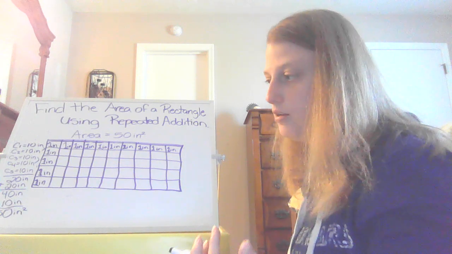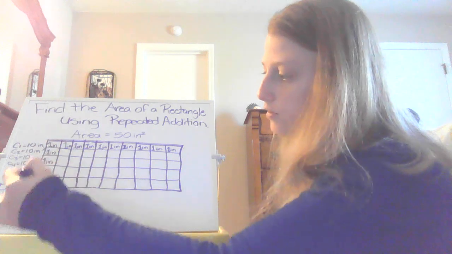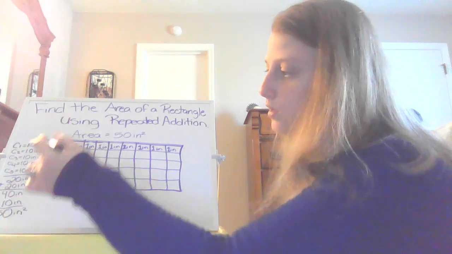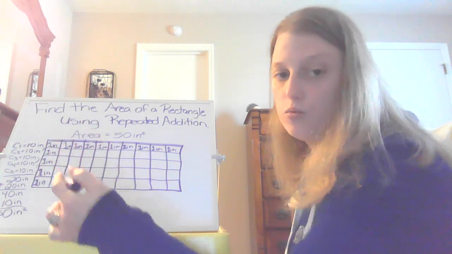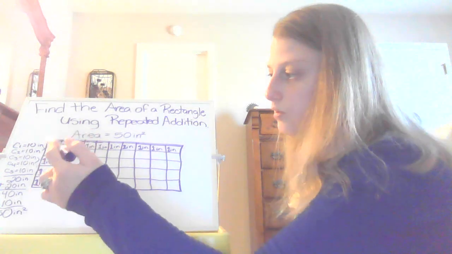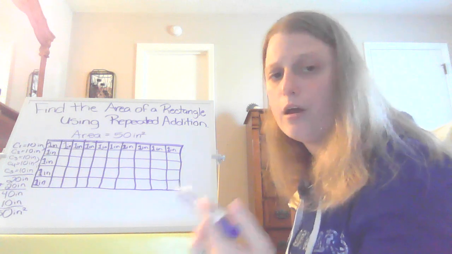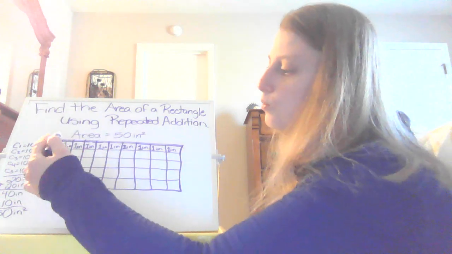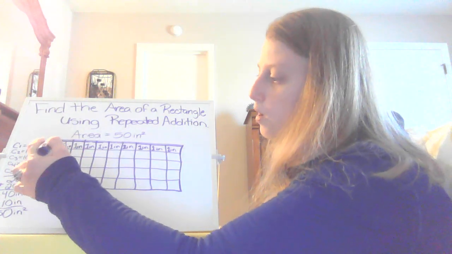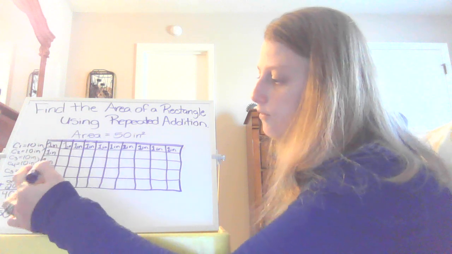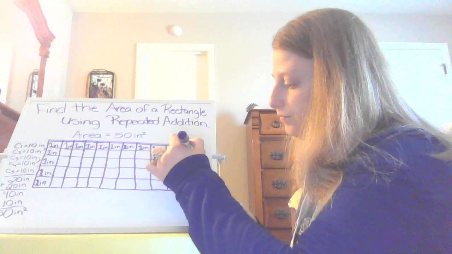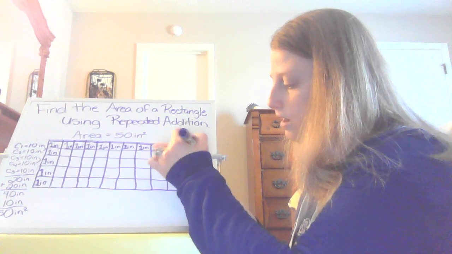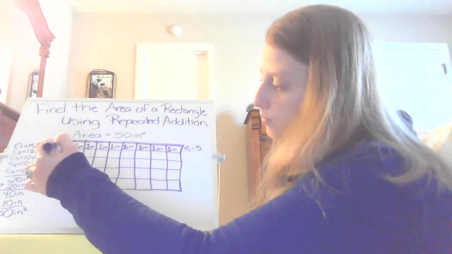Now, there's also a second way that we can figure out the area of the rectangle, once again using repeated addition, but this time we're going to be counting the rows, and we're going to count how many 1-inch boxes are in each row. So let's start with row 1, and I'll label that R1. So row 1, 1, 2, 3, 4, 5. So R1 equals 5.